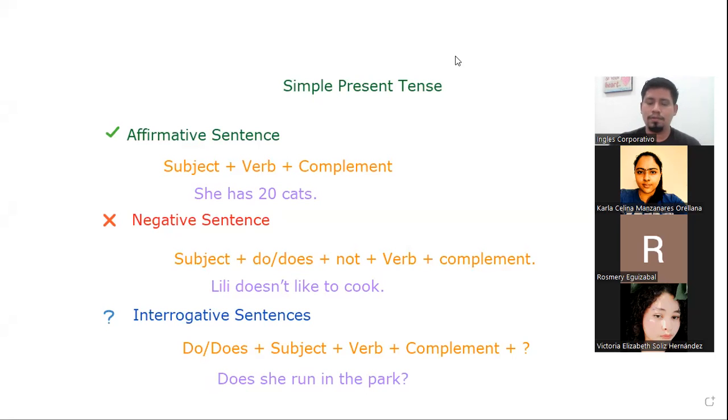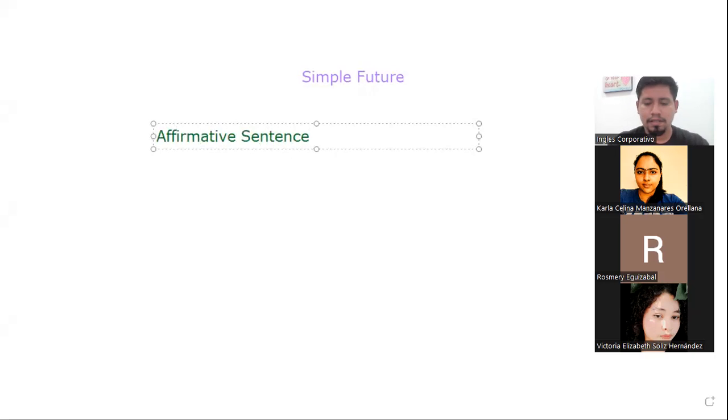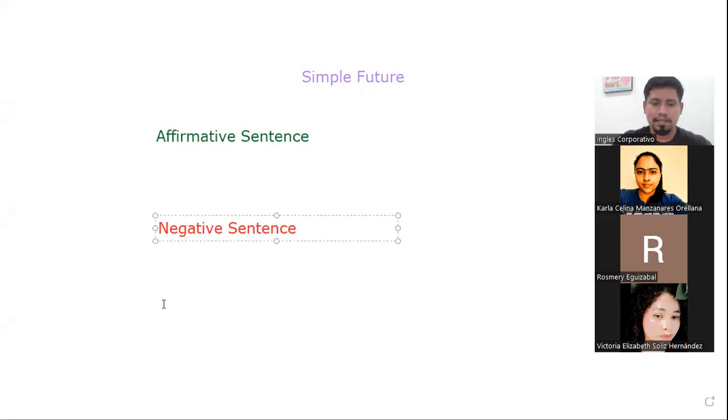Perfect. Let me clear all drawings here. Good. Now we're going to see simple future. This is an easy topic, because basically the only thing that we're going to do here is add the auxiliary verb will, which is going to transform our verb into a future verb. Let me write it down here: the affirmative sentence, the negative, and the interrogative sentence.